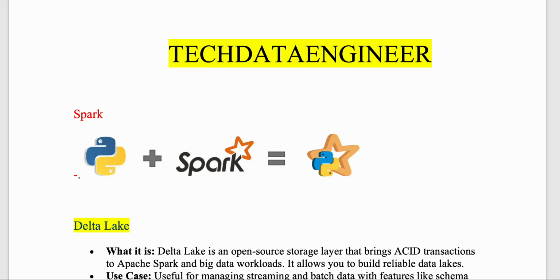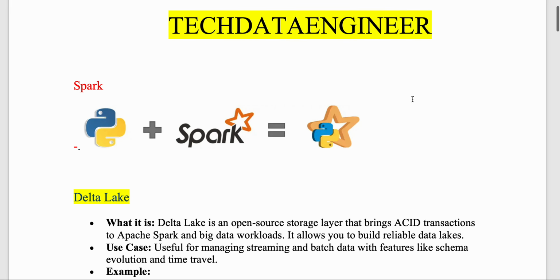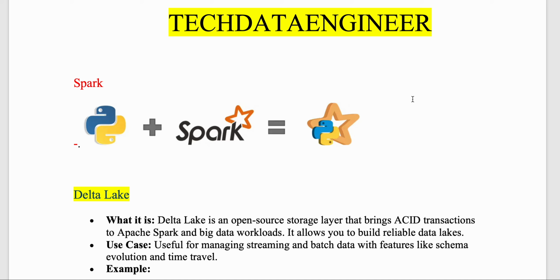So today we will see what is data lake and delta lake. Why does delta lake come into the picture when there was already a data lake? So basically, what is delta lake? Delta lake is an open source storage layer that brings ACID transactions to Apache Spark and big data workloads. Before going deep into Delta Lake, first we will understand what is Data Lake.